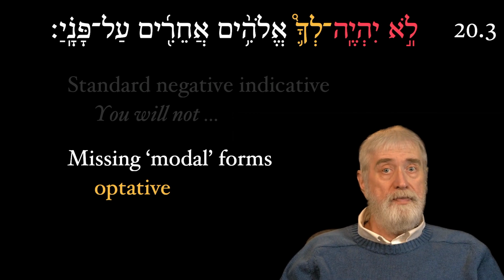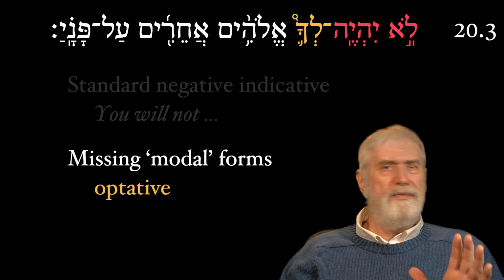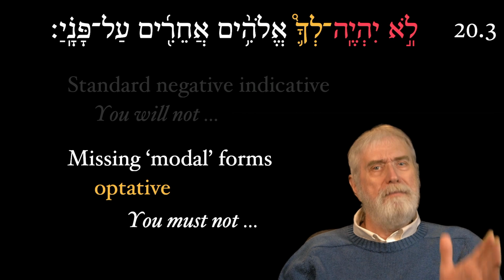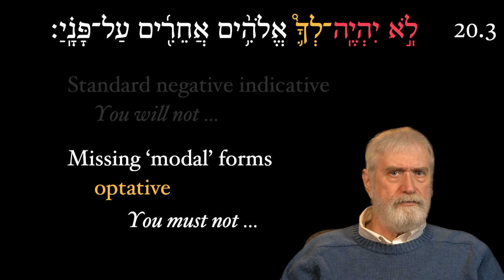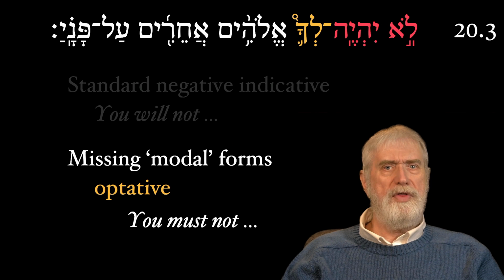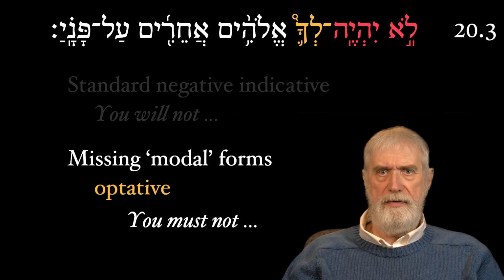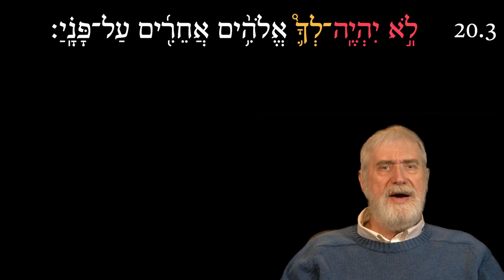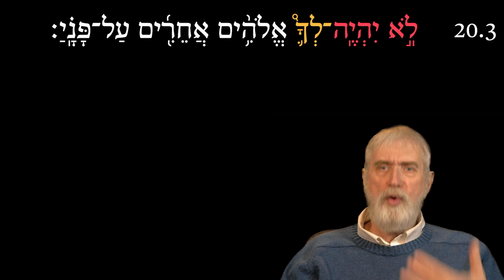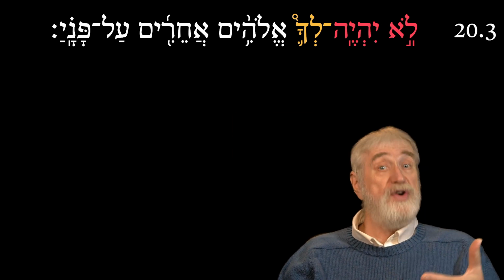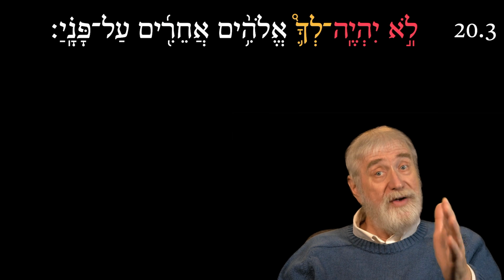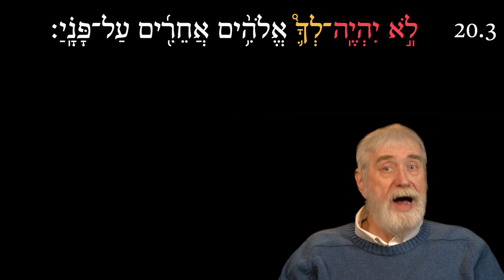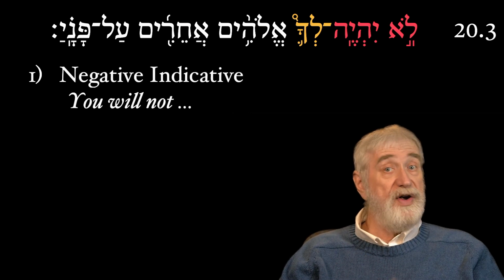Taken that way, it would communicate a sense of what we might think of as a long-term prohibition, something that must not happen. That's why it's often translated with the force of a negative imperative. Now, given the instructional context here, the idea of a prohibition is probably to be preferred over the simple indicative. But to answer the question of how to handle this phrase, lo yihyelecha, we have three options. First, we could take this as a simple indicative.